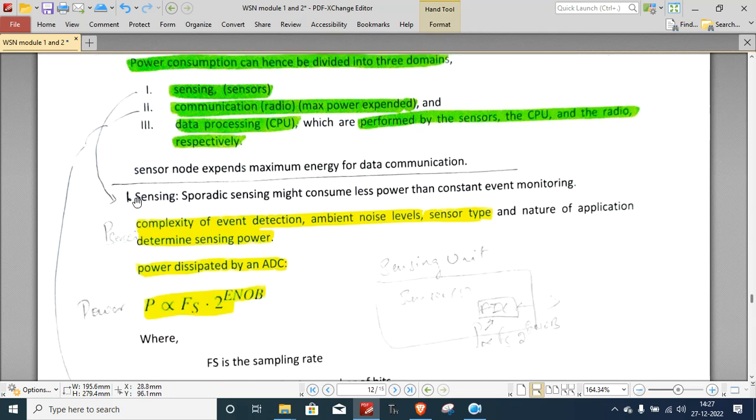So for sensing, sporadic sensing might consume less power than constant event monitoring. Here we can model P as directly proportional to sampling frequency times e to the power ENOB, where ENOB is the effective number of bits used. This is the power dissipated by an ADC. Complexity of event detection, ambient noise levels and sensor type determine the sensing power.